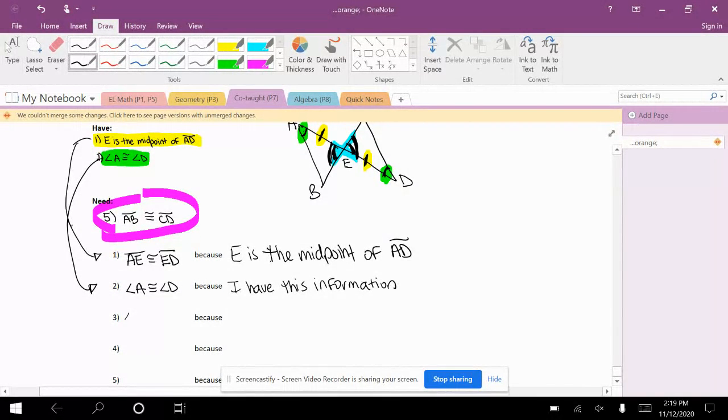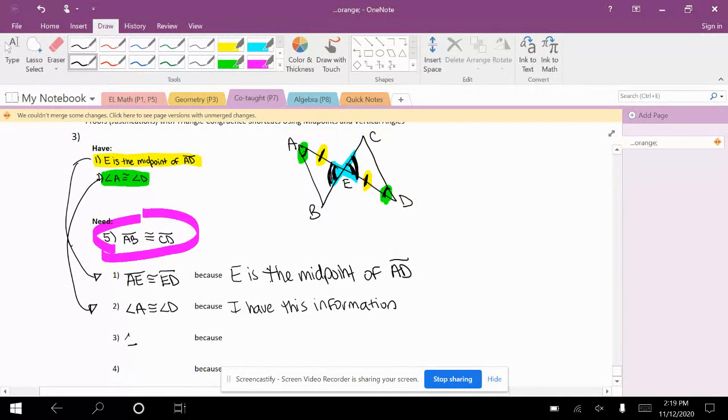So we know that angle E is congruent to angle E.